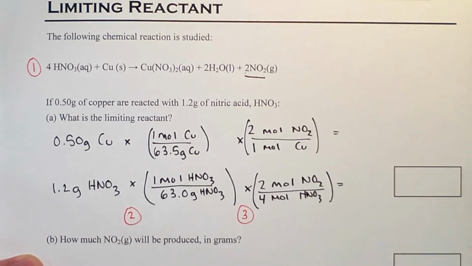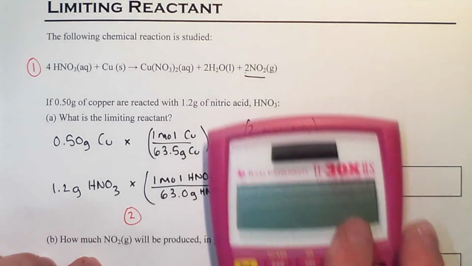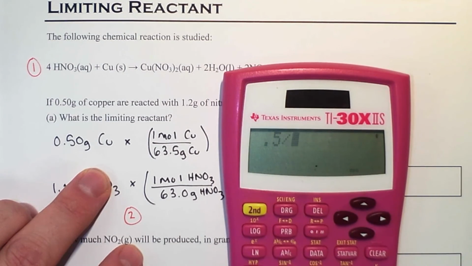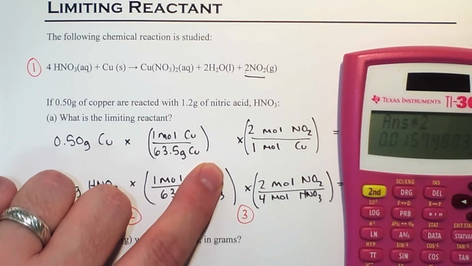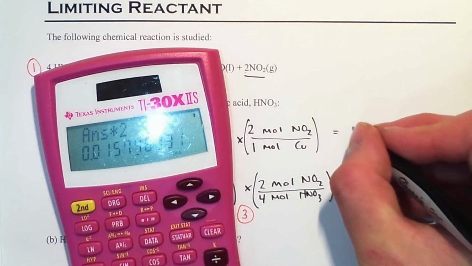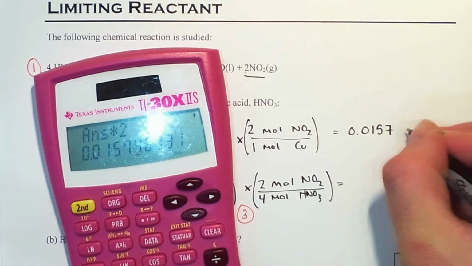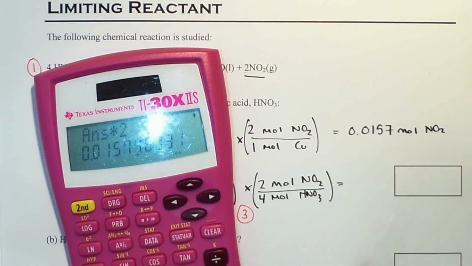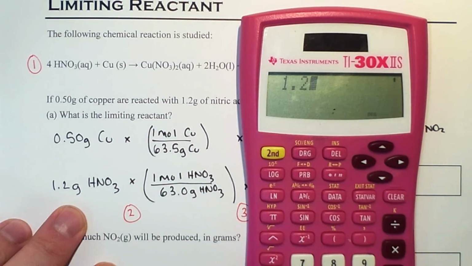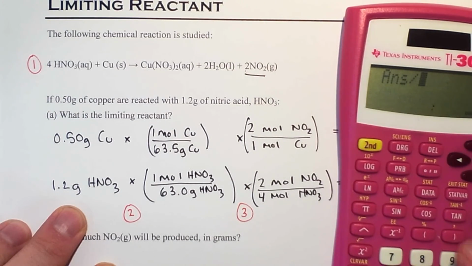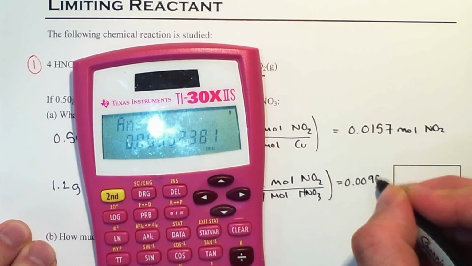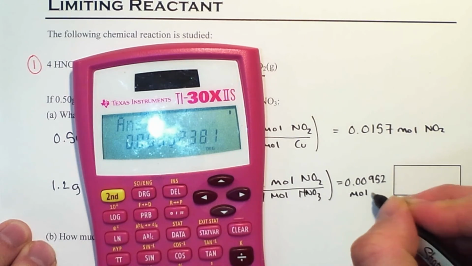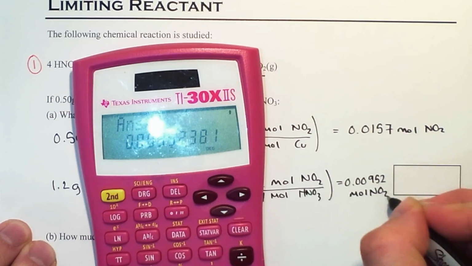Now I'm just going to go to moles just because I'm light on space. So we'll do the first one, 0.5 divided by 63.5 grams. So that's how many moles we have. And then times 2, divide by 1. I'm going to get 0.0157 moles of NO2. The second one I have 1.2 divided by 63 times 2 divided by 4, and I get 0.00952 moles of NO2.